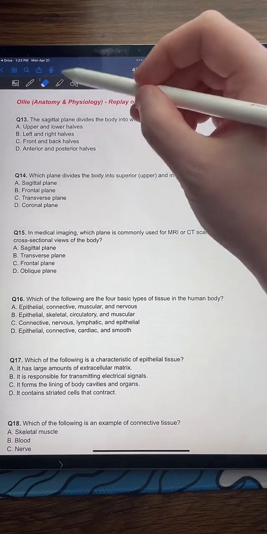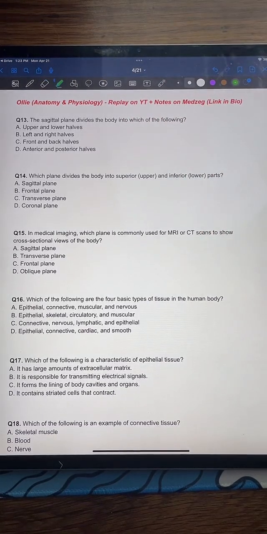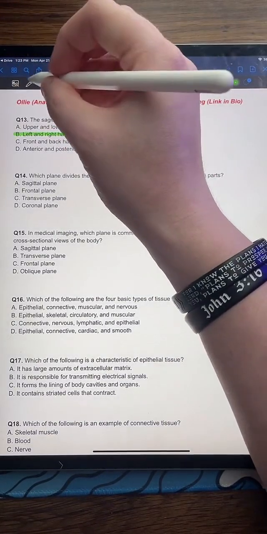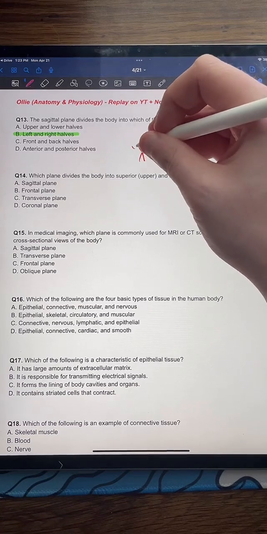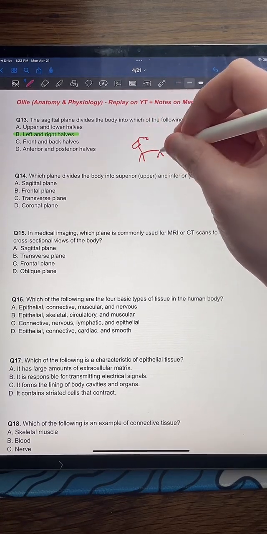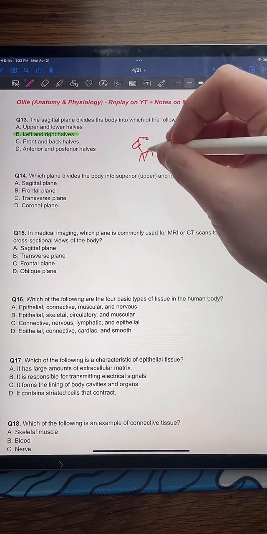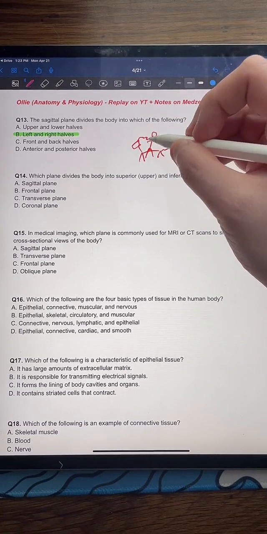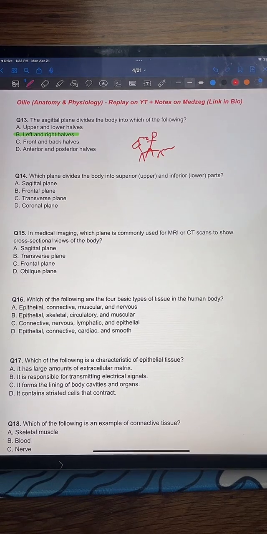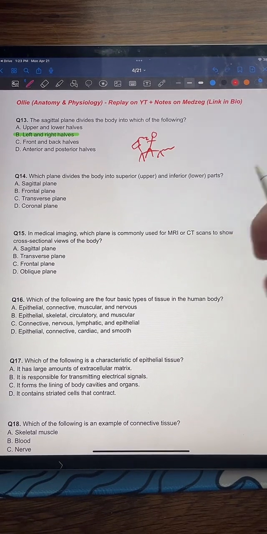But number 13, the sagittal plane divides the body into which of the following? The answer is B. It is left and right halves. The way I always remember this, if you are riding a horse, a saddle kind of sounds like sagittal. When you sit on the saddle on the horse, you have your right leg and your left leg, kind of dividing your body into left and right halves. So it's a silly way that I always remember that.